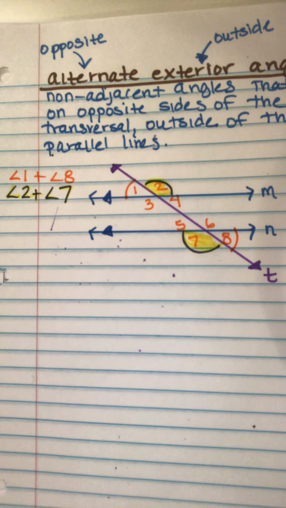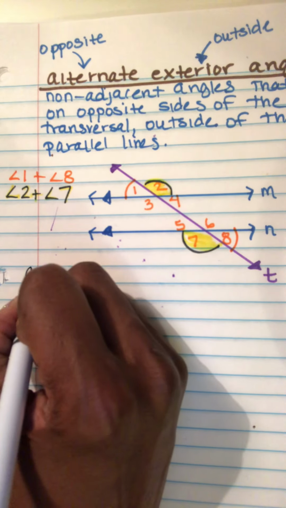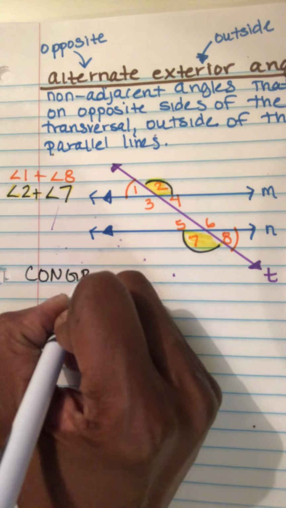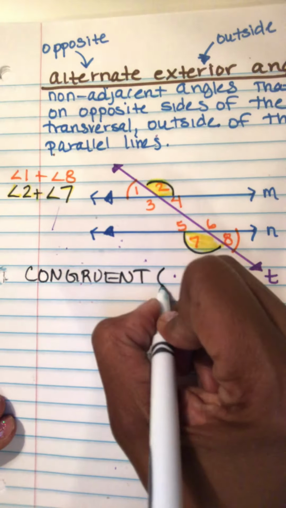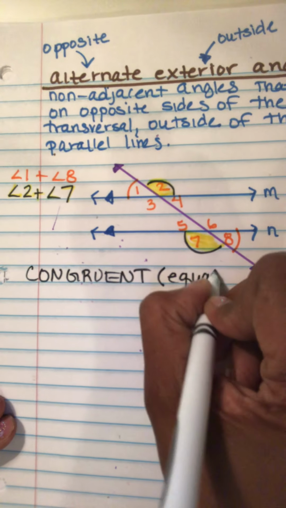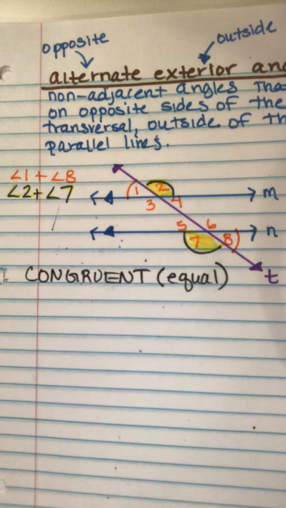Okay, the other thing I want to tell you about this angle, along with corresponding angles, is that alternate exterior angles are also congruent, which means they're also equal. So angle 1 and angle 8 are both equal to each other, and angle 2 and angle 7 are both equal to each other. You're going to see the relevance shortly.